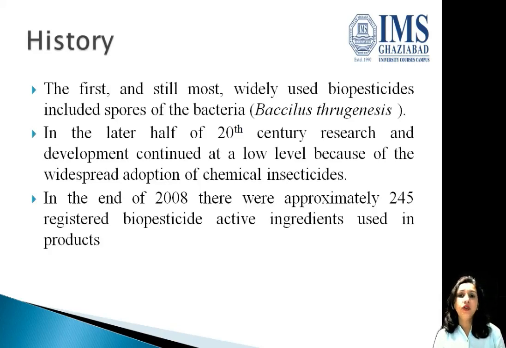In the later half of the 20th century, research and development continued at a low level because of the widespread adoption of chemical insecticides, as they have faster effects, are easily available, and can be used in a short period of time. At the end of 2008, there were approximately 2045 registered biopesticide active ingredient products.